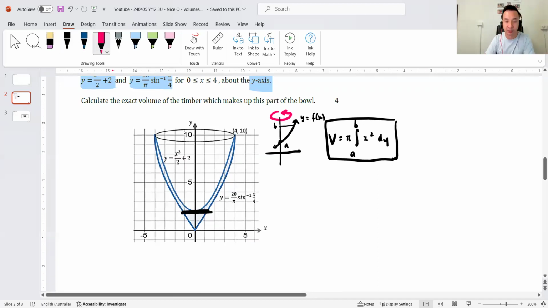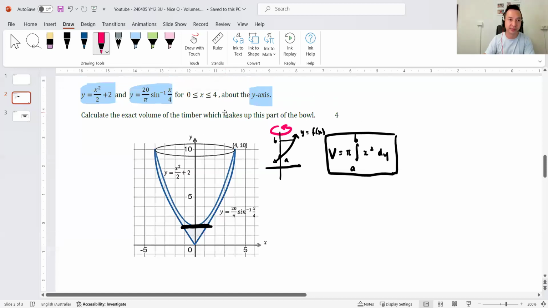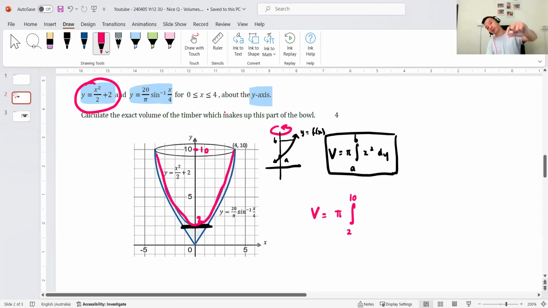So I'll deal with the parabola first. The parabola goes from, I can see there, the y-intercept is 2, to 10. So for the parabola, I'll sneakily color this in pink. The volume of that is pi, integral from 2 to 10, and then it's x squared dy.